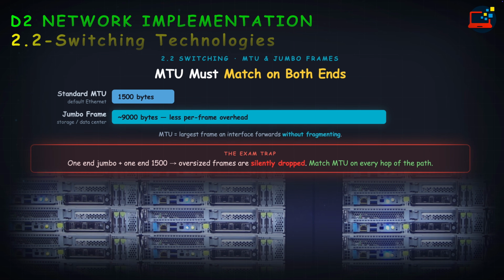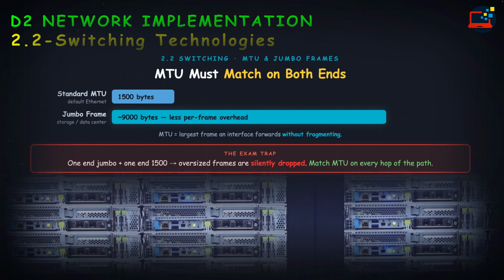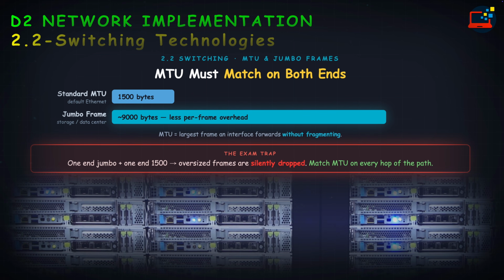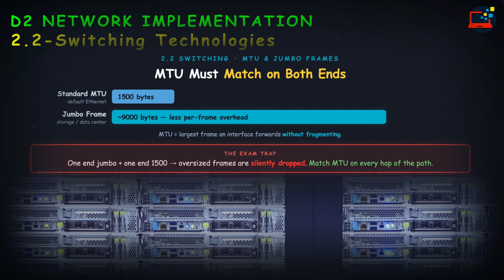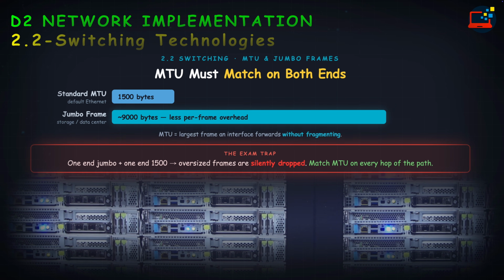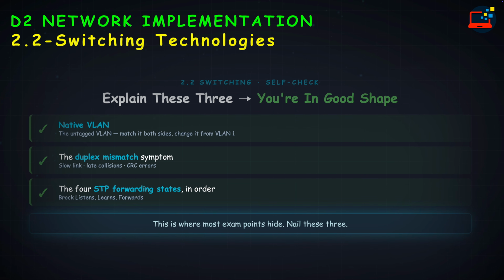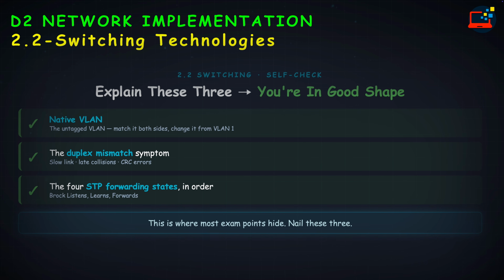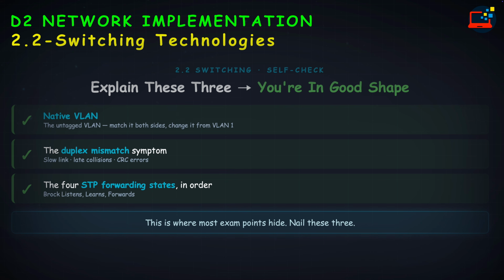The exam trap: MTU must match on both ends of a link. If one end is set to jumbo and the other is set to 1500, the link will silently drop the oversized frames. Match MTU everywhere on a path that uses it. That wraps 2.2. The VLAN and trunking section is where most exam points hide. If you can explain native VLAN, the duplex mismatch symptom, and the order of the 4 STP forwarding states, you're in good shape.